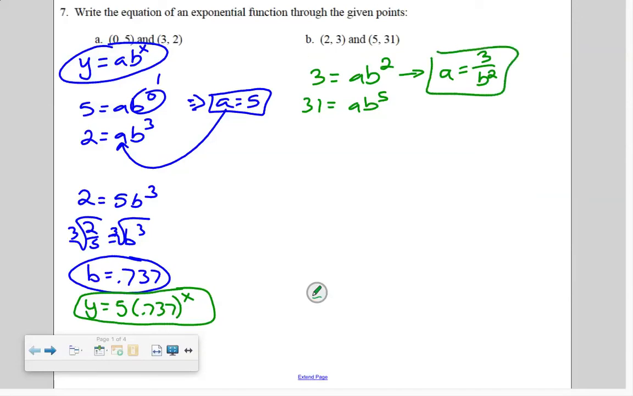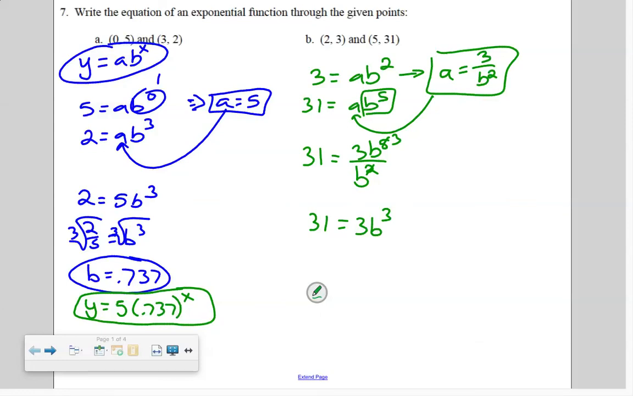Now that we know what a is, we can substitute it in, just like we did in the first problem. But now we substitute that b in as well. So we get 31 equals 3 over b squared. And then we still have the times b to the 5th. I'm just going to put that on top of the fraction. By multiplying that on the top of the fraction there, we can see that there's some b's that will cancel out. We can cancel out a b squared on the bottom with a b squared on top, and it turns into 31 equals 3b to the 3rd. So we cancel out two of those b's on the top and the bottom.